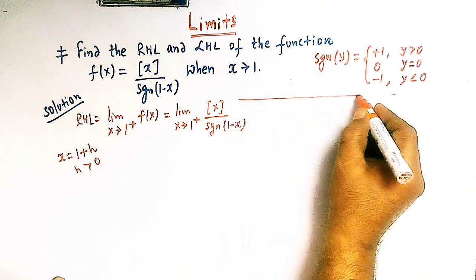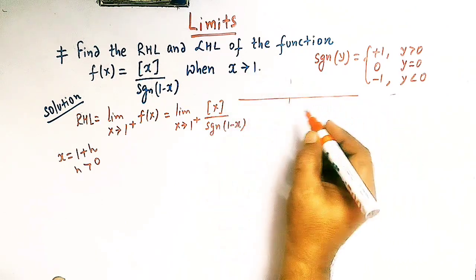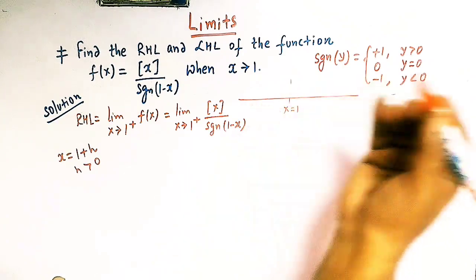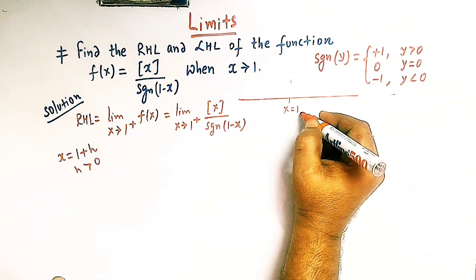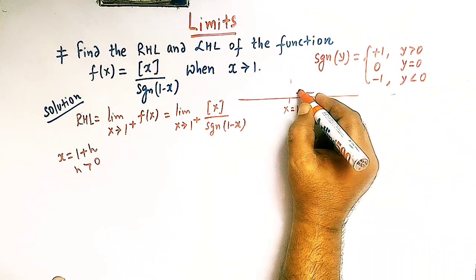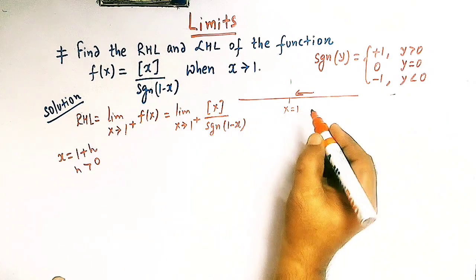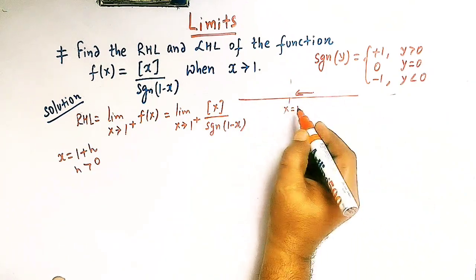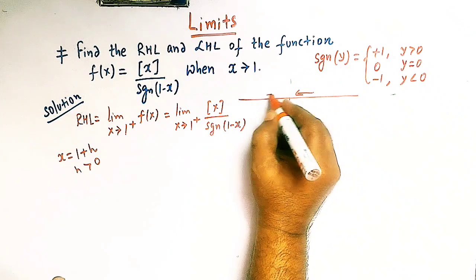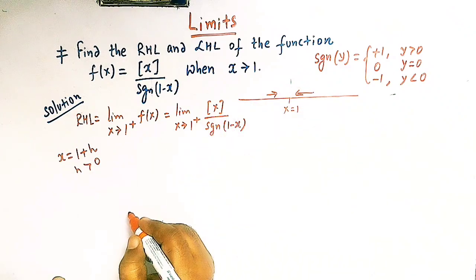So when we take the limit x tends to 1, here we have x is equal to 1. So when we proceed towards x is equal to 1 from the right of x is equal to 1, we have the right hand limit, and when we go towards x is equal to 1 from the left of x is equal to 1, we have the left hand limit.